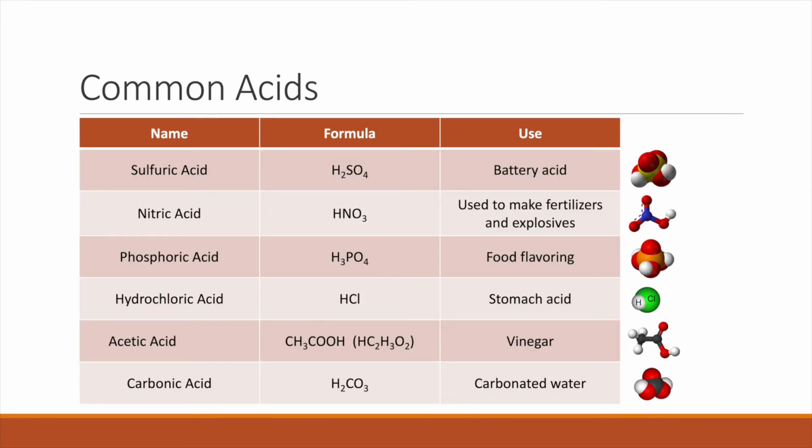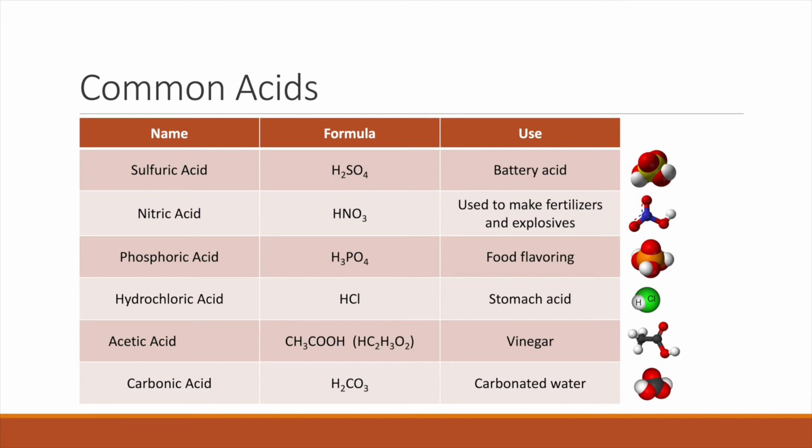So, some common acids. We've talked about sulfuric acid already. That is battery acid. The stuff in your batteries that helps it conduct electricity is sulfuric acid. Another one, nitric acid, HNO3, is used to make fertilizers and explosives. That's part of why farming is such a dangerous industry. They're dealing with a lot of nitrogen-based things that are highly combustible, right? So it's great for growing corn and for burning down a building.